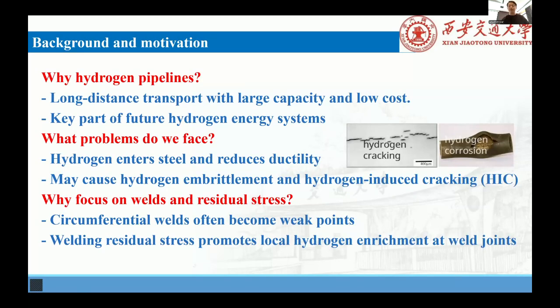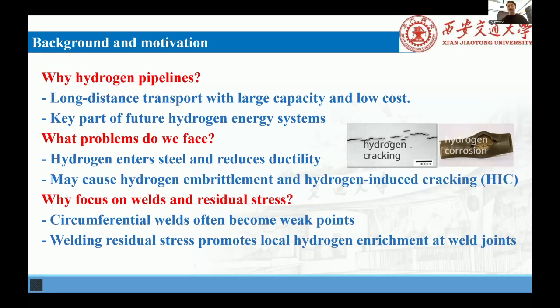Hydrogen pipelines are an important option for long-distance hydrogen transport. They can carry a large amount of hydrogen at a relatively low cost, so they are expected to be a key part of future hydrogen enriched energy systems. However, hydrogen can also cause serious material problems. Hydrogen atoms may enter the pipeline steel, reduce its ductility, and lead to hydrogen embrittlement and hydrogen-induced cracking. If these problems are not properly controlled, they may eventually cause damage or even failure of the pipelines.